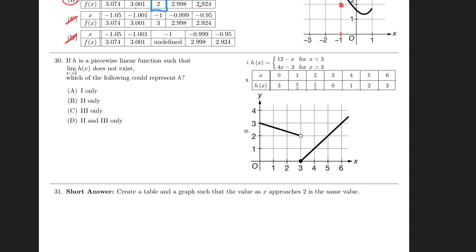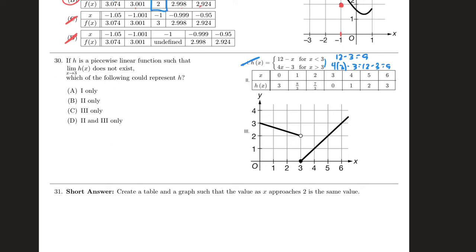H is a piecewise function. I want the limit to not exist. So the way we check limits existing for piecewise is we check the two sides of the piecewise. So we have to do 12 minus 3. That's 9. 4 times 3 minus 3 is 12 minus 3, which is 9. So the limit does exist at 3 for this function, so that's out.